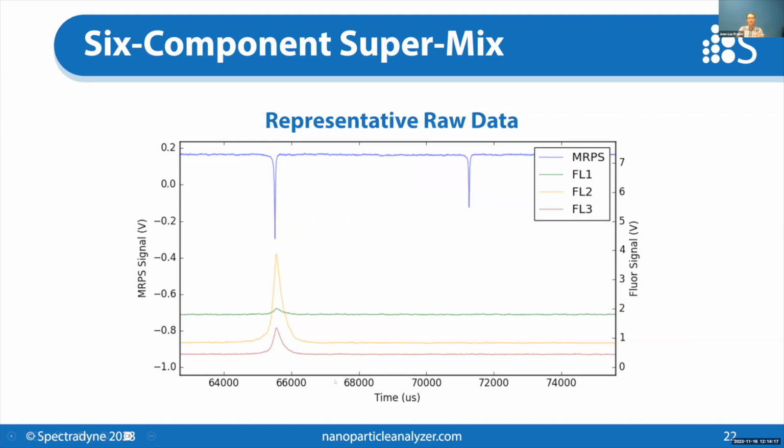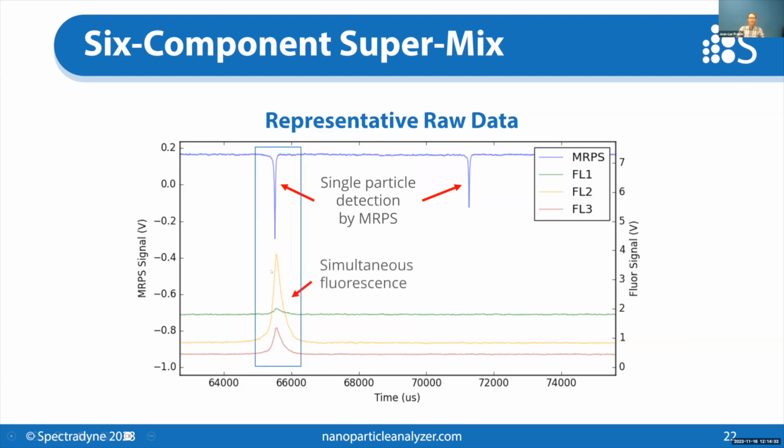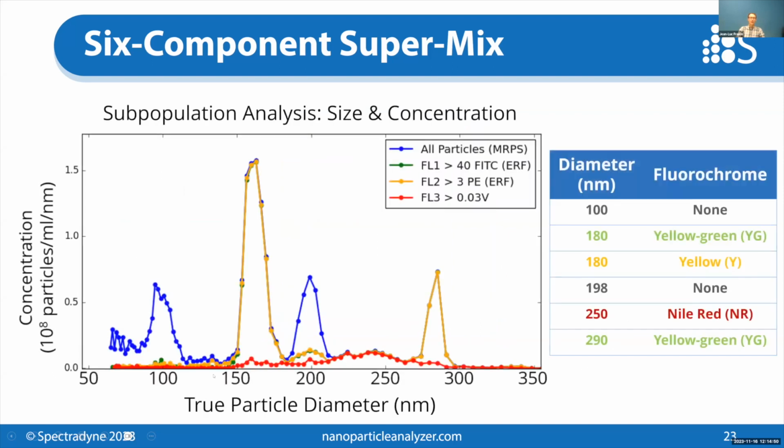When we measure this sample on the ARC, we get raw data that looks like this. What I'm showing you here in blue is the electrical signal. This is showing single particle detection using our microfluidic resistive pulse sensing technique. You can see this first particle that comes through also generates fluorescent signals simultaneously in all 3 of our fluorescence channels. Whereas this particle is a non-fluorescent particle in the sample and does not generate any fluorescent signal simultaneously. So this is how the instrument works to collect the data.